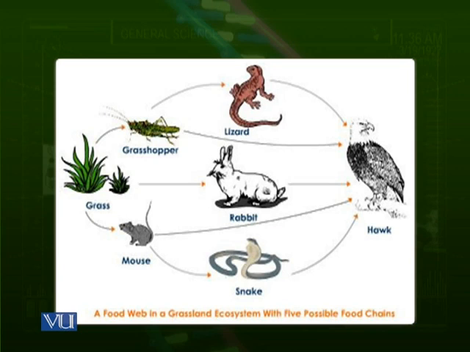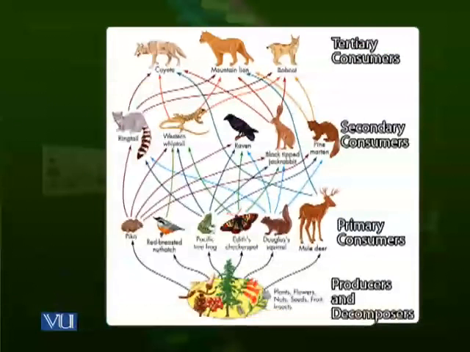So all of these food chains in interaction with each other actually makes the food web, a complex relationship between the living organisms of being eaten and eating someone else. This is one example of a food web in a grassland ecosystem. We look at one more complex example.